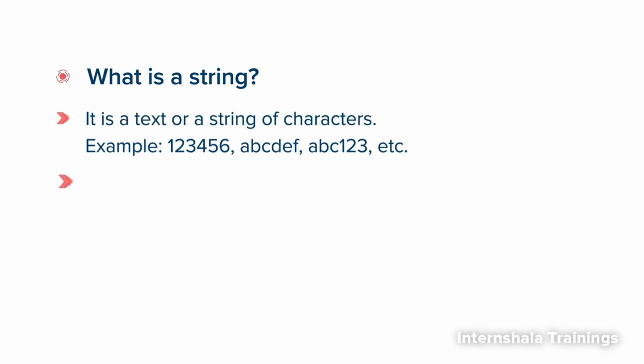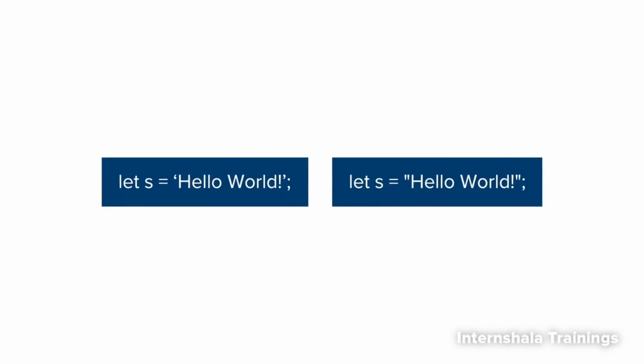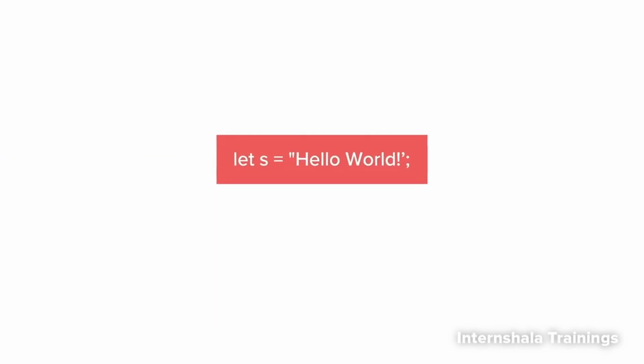And to define a string, they are always enclosed within quotes. We can use either single or double quotes. It entirely depends on us which we want to use. But make sure that you are consistent. That means we should only use a particular type of quote to define a string. If we mix a single and a double quote, the code will throw an error.